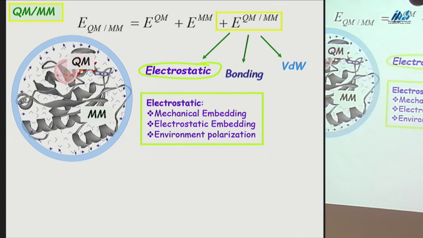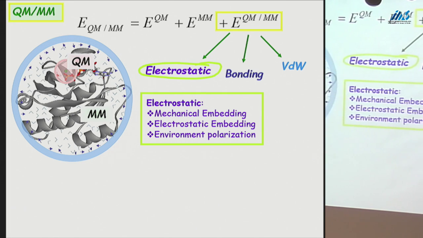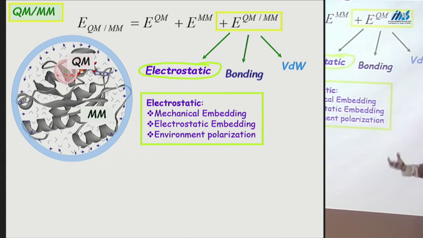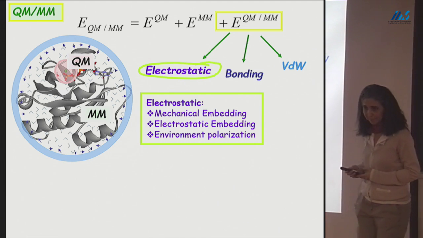So the most common level of calculation nowadays is the second one, which is electrostatic embedding, because it allows the environment to affect the polarization of the wave function, to affect the wave function.